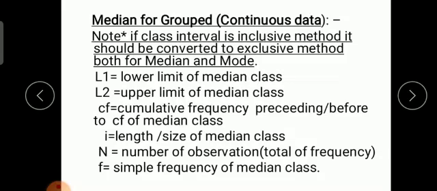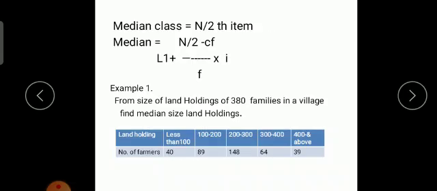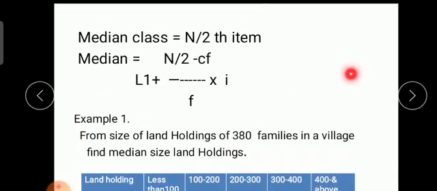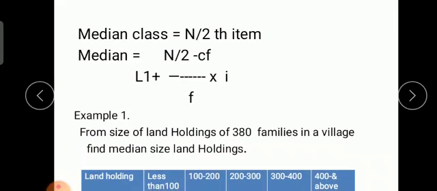Then there is the formula. I will just show you the formula here. The formula for continuous data to solve median is, firstly you need to find the median class. How will you find the median class? That is N divided by 2th item. After that, the formula you will apply is median = L1 + ((N/2 - CF) / f) × i.